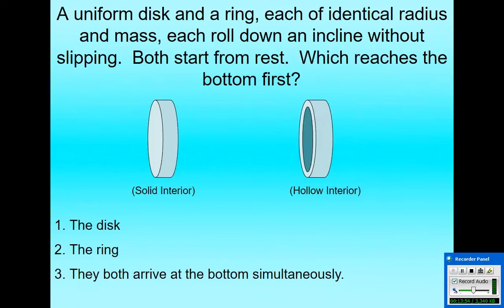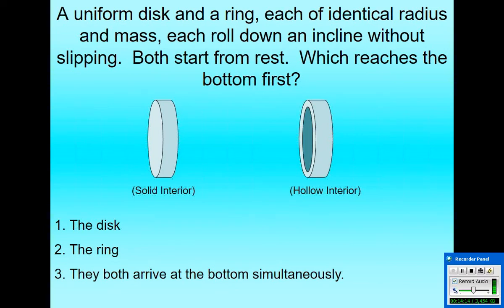A quick recollection for you, I hope. We have 2 objects rolling down a ramp. They both start from rest. One of them is a solid disk. The other is a hollow disk. They have the same mass. They have the same radius. Which reaches the bottom first?